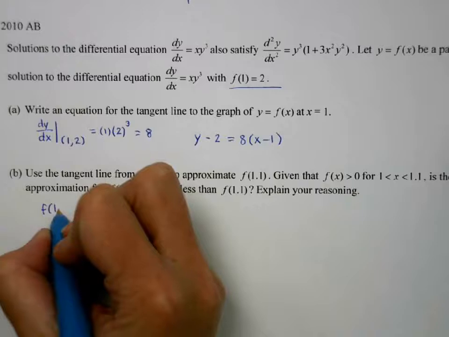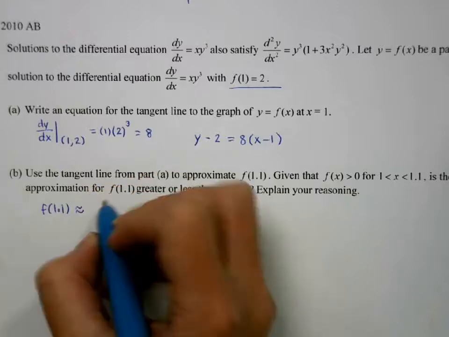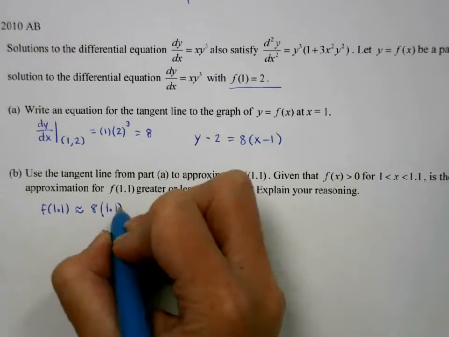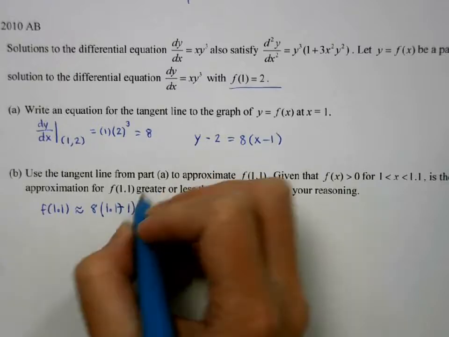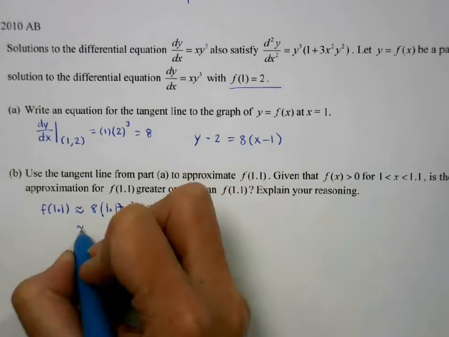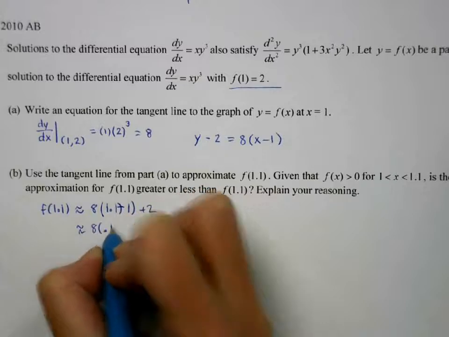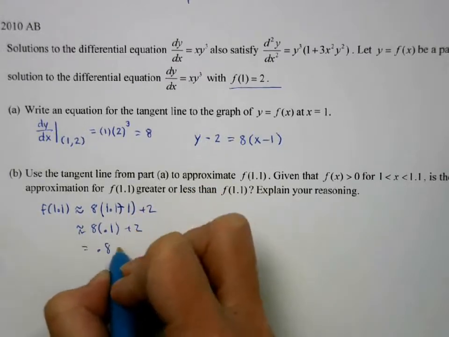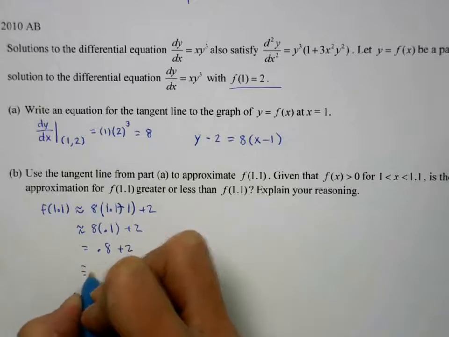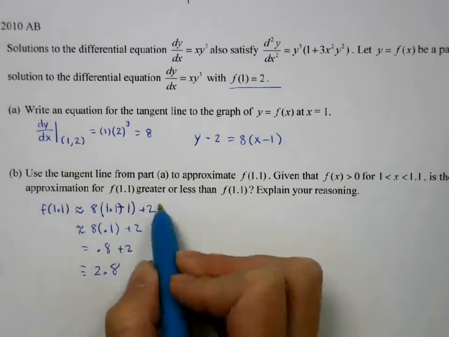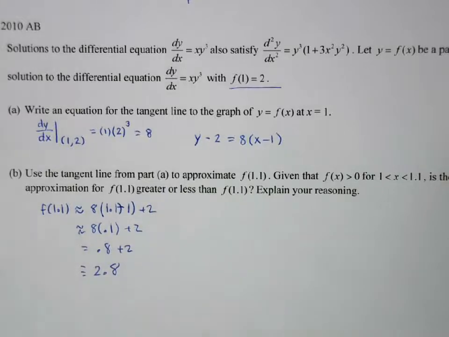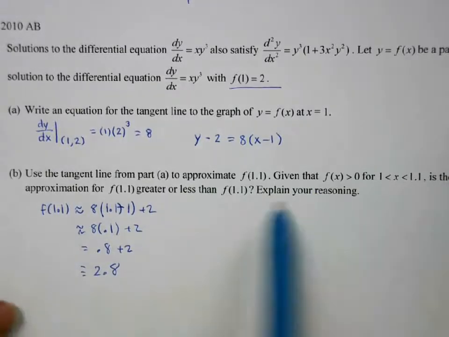So that's going to be 8 times (1.1 minus 1) plus 2. So 8 times 0.1 plus 2, so 0.8 plus 2, which is 2.8. Now, you could leave it just like this on the free response. Is our approximation greater or less than f of 1.1?